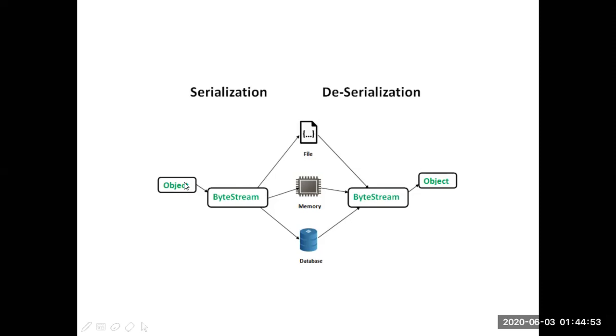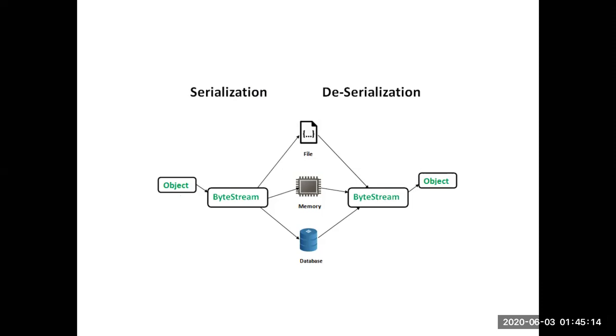Originally, an object is converted into byte streams and stored in some location. Whenever we want, those byte streams are converted back to the object and used. Conversion of an object to byte streams is called serialization. Conversion of byte streams back to an object is known as deserialization.